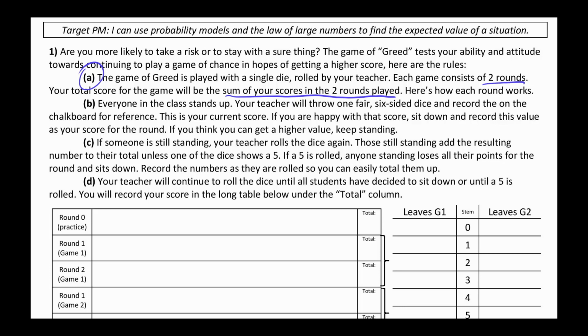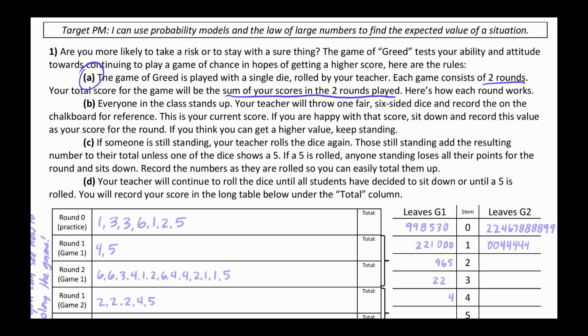I've come up with a couple of examples here. Let's say we rolled a 1 on our first toss. That's fine, because the whole goal of greed is to roll anything except a 5. If you're happy with this score of 1, you can sit down and record that total in your box. Now we don't know what we're going to roll next. If we roll again, we could maybe get a 3. We haven't rolled a 5 yet, so we haven't lost. If you're happy with 1 plus 3 as your total, you would sit down and write 4 in this box.